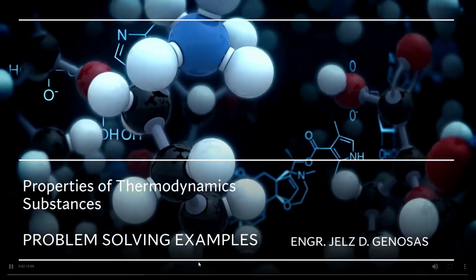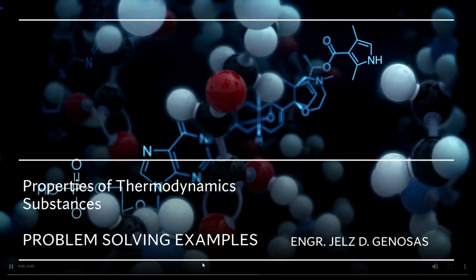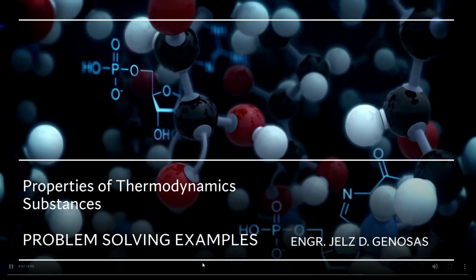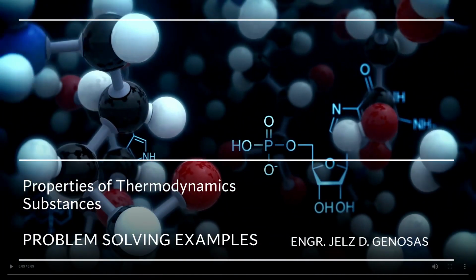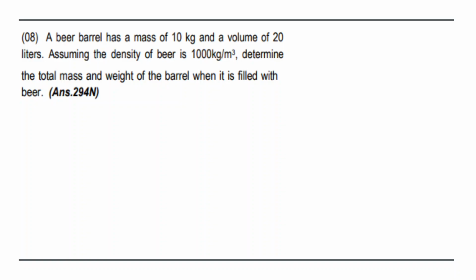Hello, in this video I'm going to discuss some problem solving examples on properties of thermodynamic substances. So we can start here in this example. The problem says a beer barrel has a mass of 10 kilogram and a volume of 20 liters. Assuming the density of beer is 1000 kilogram per meter cube, determine the total mass and weight of the barrel when it is filled with beer.